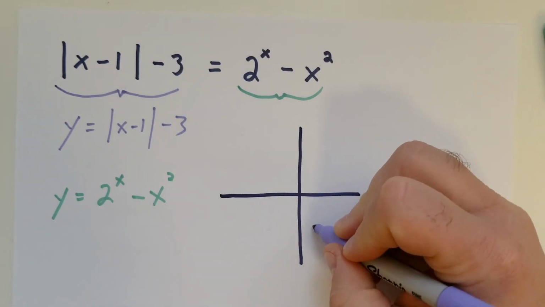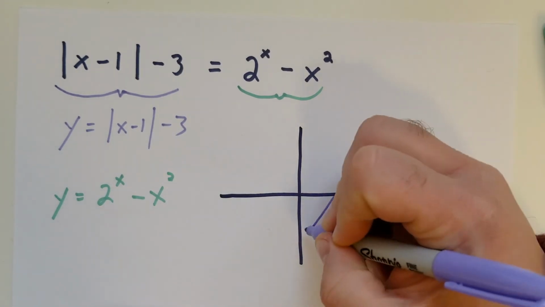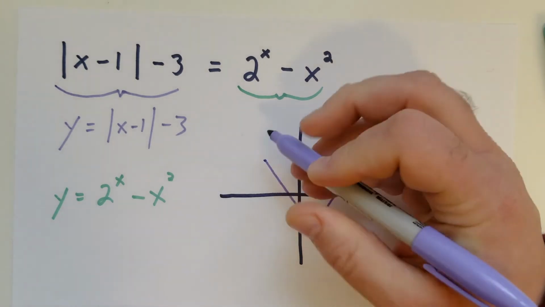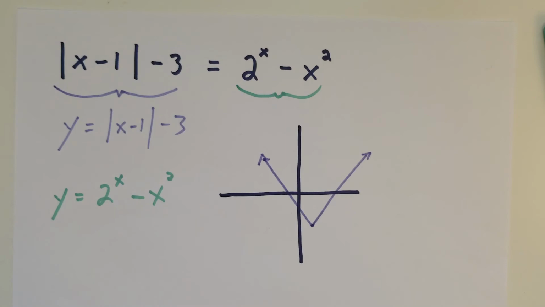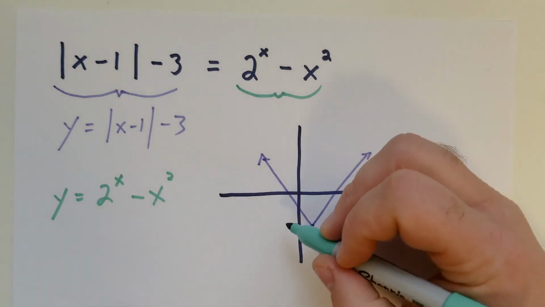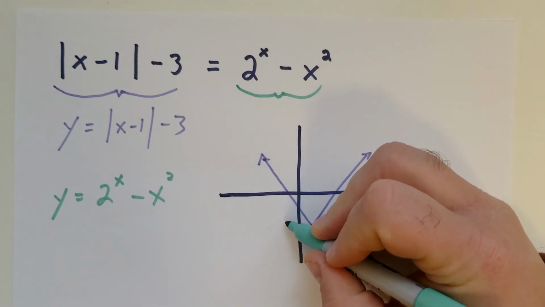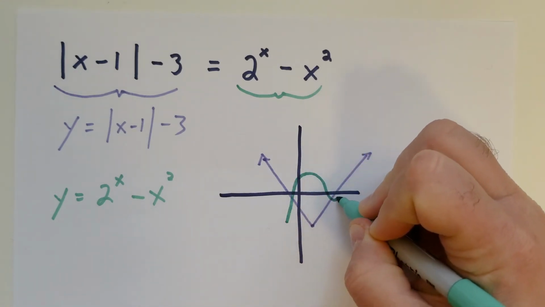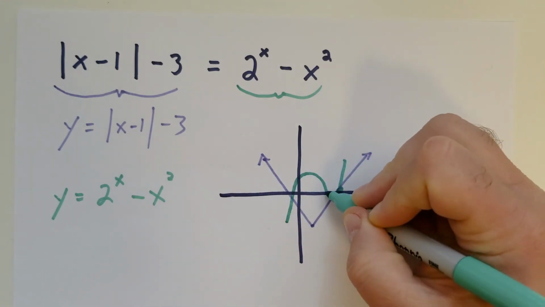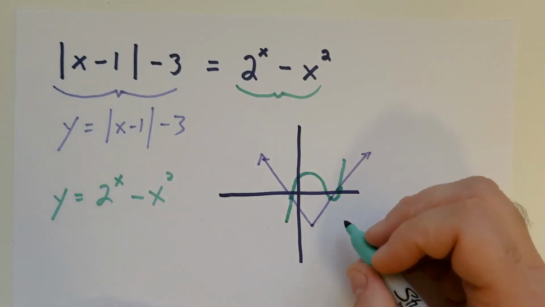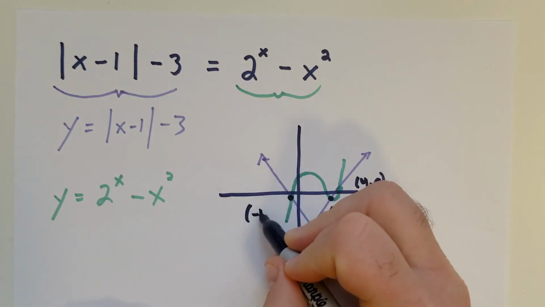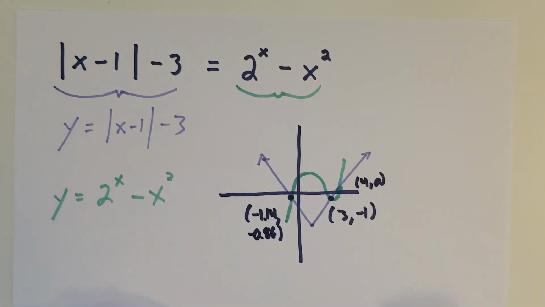This function has a vertex somewhere around here and it's going up, something like that. This is an art class. It doesn't need to be perfect. We just need to get a general idea of what it is you're looking at and how you know what the answer is. This function and these intersect at these 3 points. And again, all we care about is the x-coordinates.